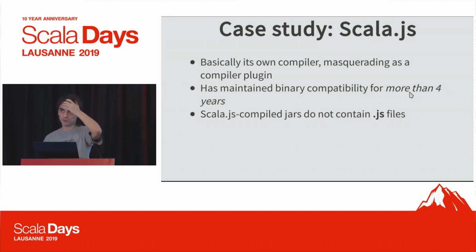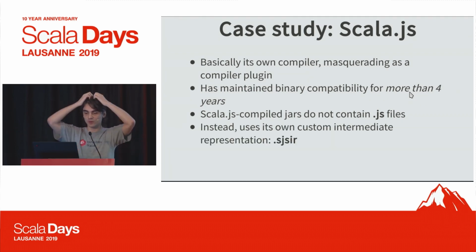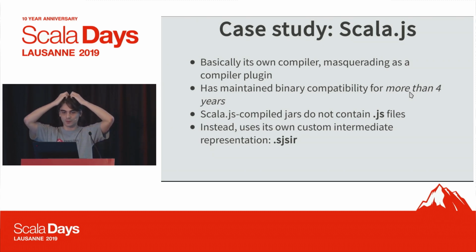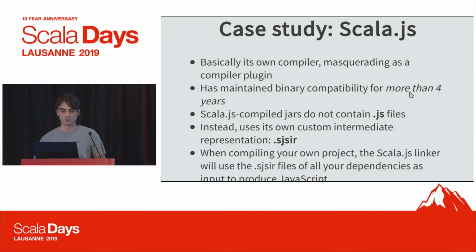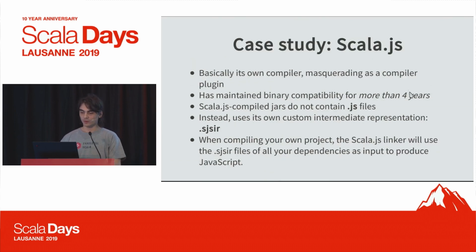And this means multiple things, because Scala.js provides a JVM API for using the Scala.js compiler for the SBT plugins, stuff like that. But in the end, it's going to output JavaScript. But when you make a Scala.js project and you publish your jar to Maven, the jar doesn't contain JS files. Instead, it contains SJS IR files, which is this own custom intermediate representation that Scala.js uses. And when you compile your own project, the Scala.js linker is going to take all these SJS IR files from all your dependencies as input to eventually produce JavaScript.